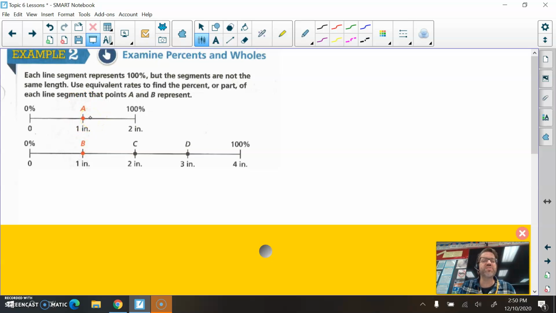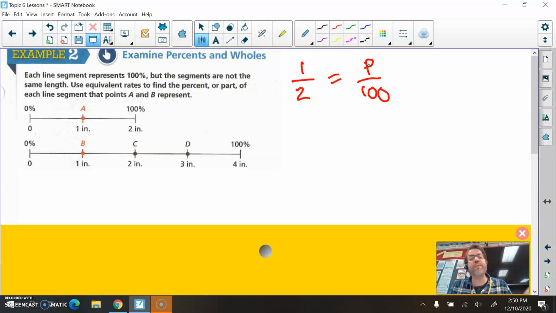And I want to know what percent of that line it represents. Well, A is at 1 inch. And right here, 100% is at 2 inches. So I could take these lengths, 1 inch. What part of 2 inches is that? I could write it like a fraction. We're at the 1 inch point out of 2 inches. So what percent would that be out of 100? Because as we've discussed, percent means per 100. And I'll put a P there for the missing percent, okay?